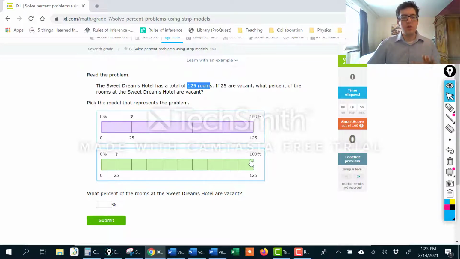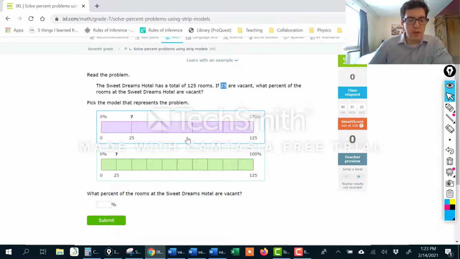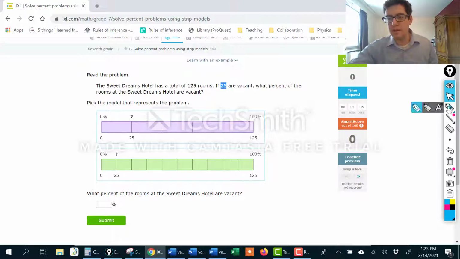So we still don't know which one of these are correct just from this number. Let's look at this number over here. If 25 are vacant, what percent of the rooms at the Sweet Dreams Hotel are vacant? So now 25 is not a percent, that's a number of rooms. So it should go in the same part of the strip model where the 125 is, because 125 is also a number of rooms. Here's what I mean by that, in case that was a little bit confusing.